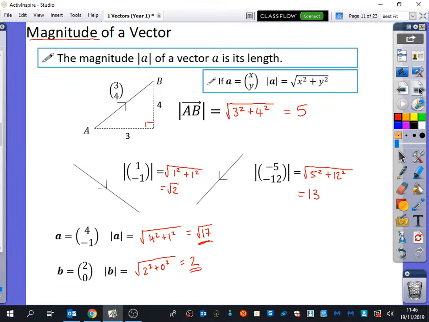So vectors is this weird kind of topic. There's loads of tiny, tiny little things that we need to learn about, and then we'll do a big chunk of practice after this bit, okay?